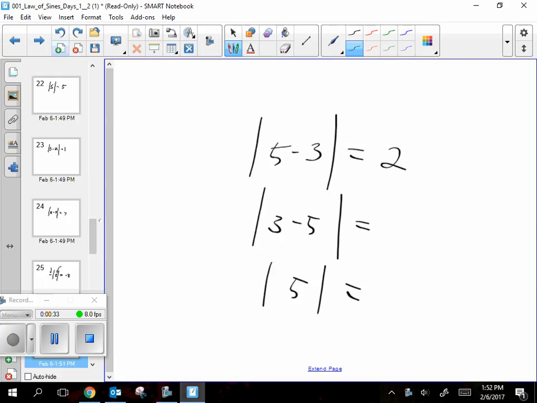This one, negative 2. Why isn't the answer negative? Because these are like positive makers. It's going to be positive 2. This one, the answer is positive 5. I don't want you to think that it changes it to the opposite. It doesn't. It's a positive maker.